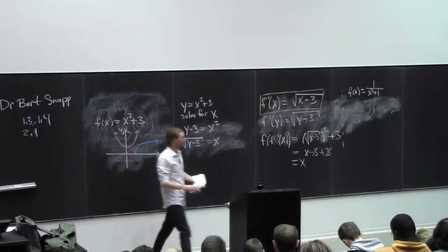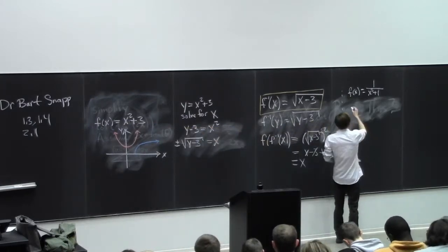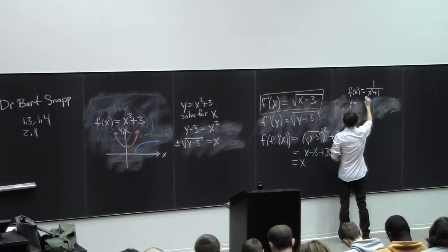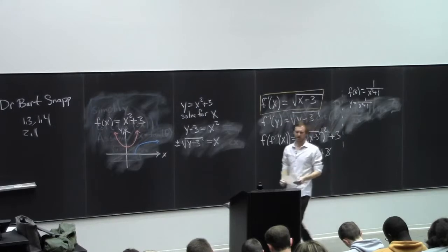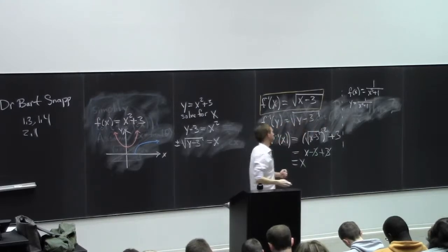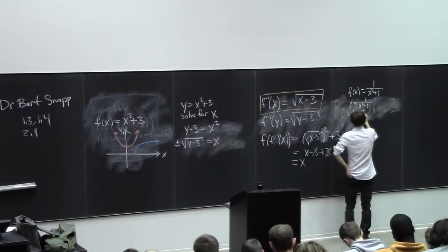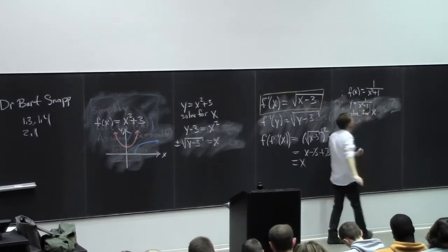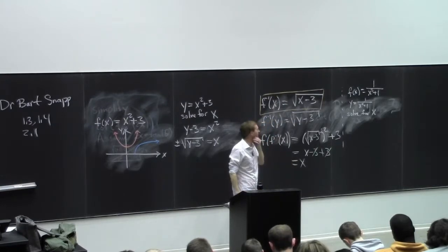Okay? All right, so now let's do this one. Okay, and what should I do now? I should say y equals 1 over x squared plus 1. And then what do I do? Solve for x. Whew, how do I solve for x here? What do I do? Yeah?